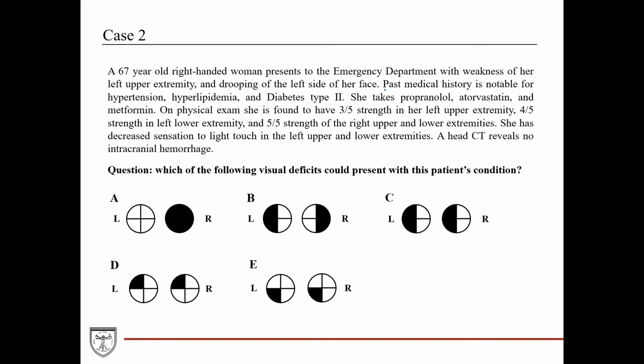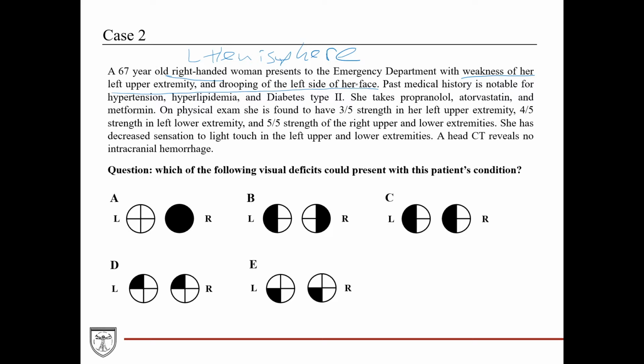All right, so we've got a nice case for you here. With the case, you want to look at each sentence and what each sentence is telling you. So you have a 67-year-old right-handed woman, so she's again left hemisphere. I apologize about my handwriting. She presents to the emergency department with weakness of her left upper extremity and drooping of the left side of her face. So we're definitely suspicious for a stroke here.